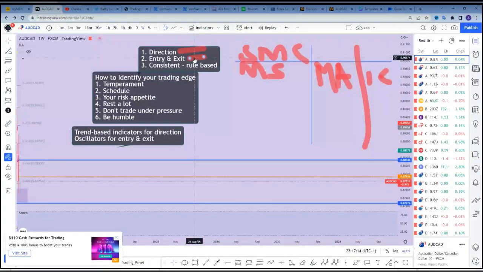Now, when it comes to the third criteria, which is consistency, I think that trading with indicators is the most consistent way to trade. And I'm not capping right now. I'm really not capping right now. Trading with indicators is one of the most consistent ways to trade.